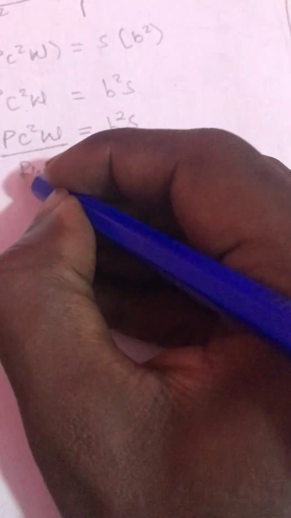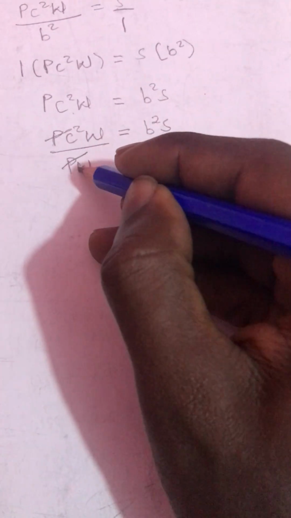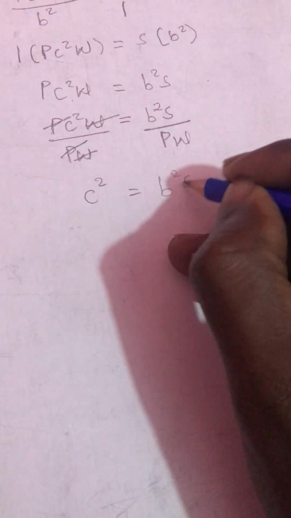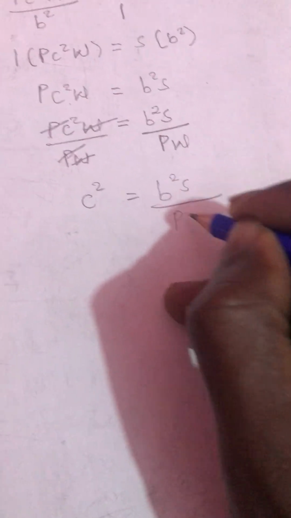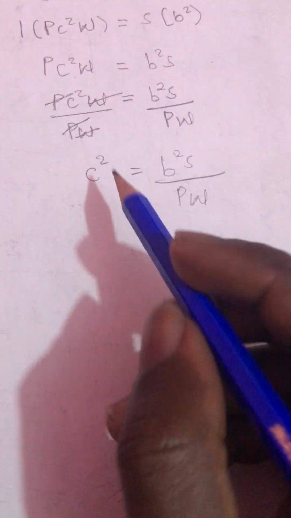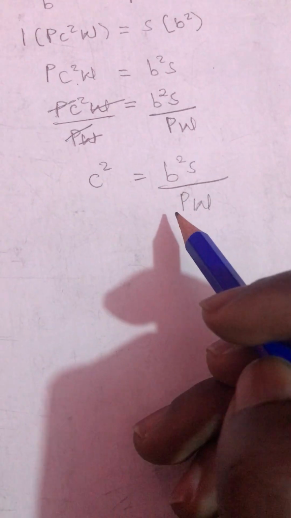So you do some cancellations. P here would cancel P there. W here will cancel W here. So we are going to have our C square equals the fraction B square S over P W, right? And here we have our fraction: C squared equals the fraction B squared S over P W, right?